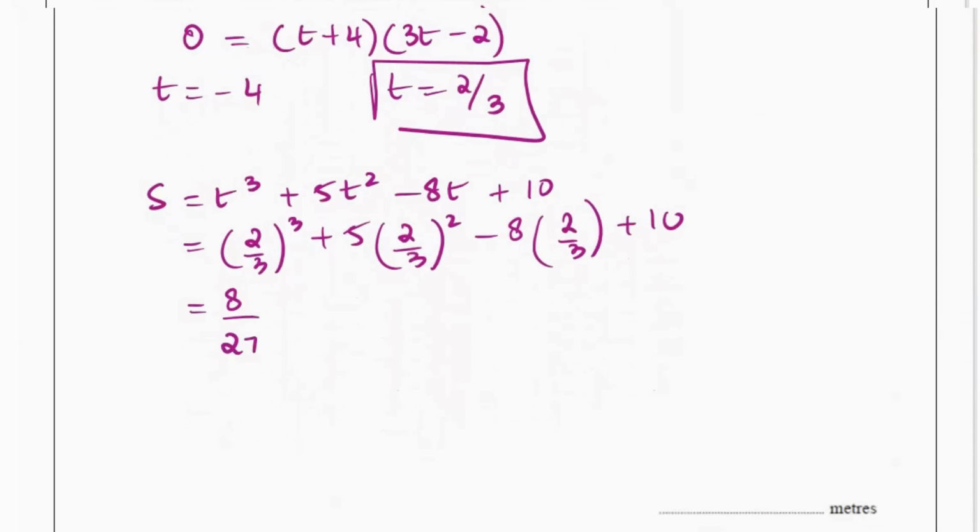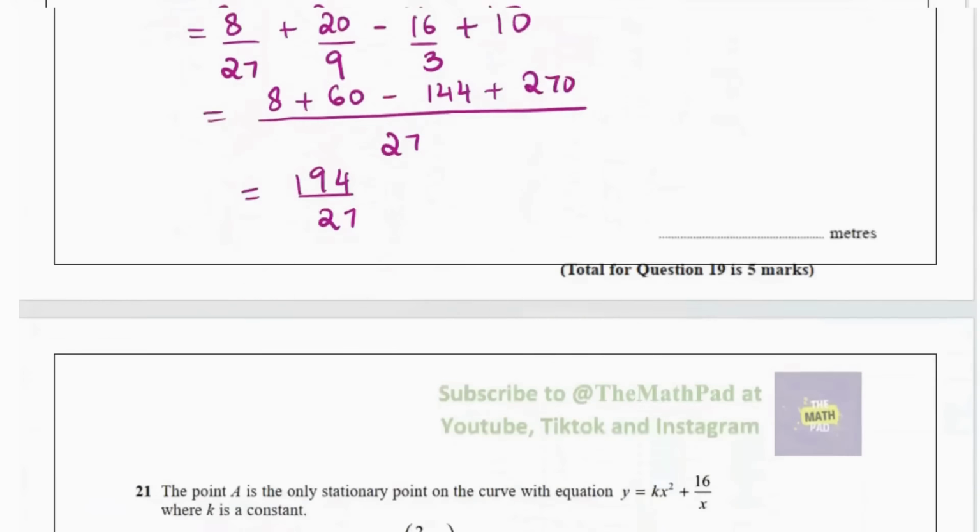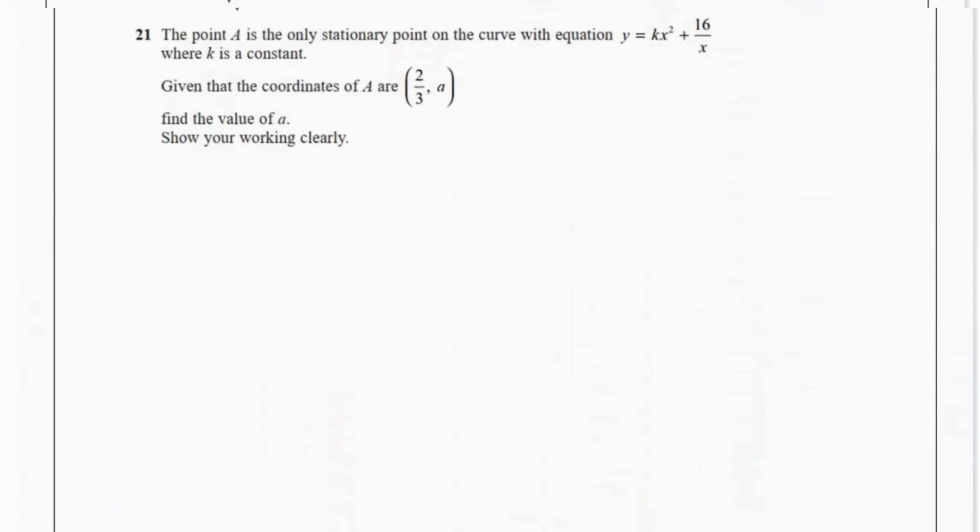8 over 27 plus 20 over 9 minus 16 over 3 plus 10. Lowest common multiple is 27. 8 plus 60 minus 144 plus 270. That gives us 194 over 27. That is your answer.